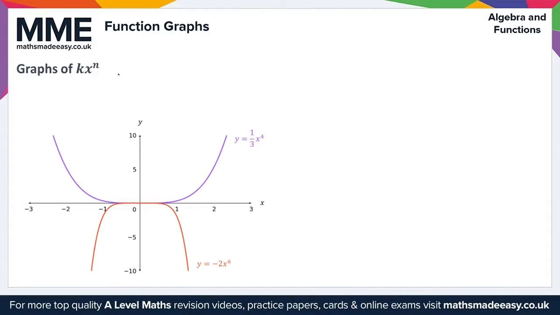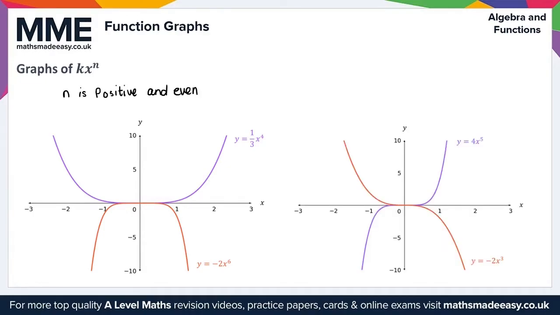So for this example here, n is positive and even. And we can see the graphs are either U-shaped if k is positive, so that's represented here with this purple curve, or it's N-shaped here if k is negative. Okay? So nothing else really to say about that example, that's just when n is positive and even.